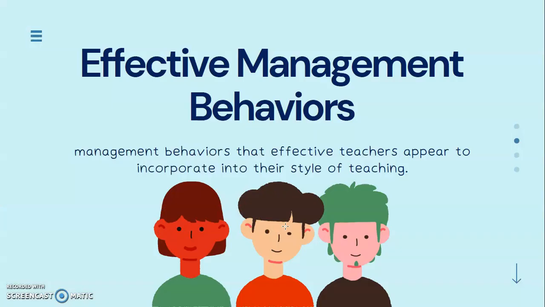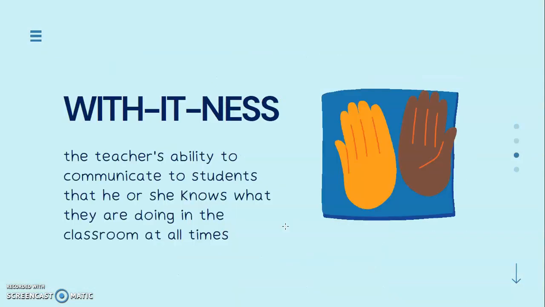Okay, so what are those effective management behaviors? Okay, so we have here first the thing we call with-itness. Okay, so with-itness is the teacher's ability to communicate to students that he or she knows what they are doing in the classroom at all times. Okay, from the word with it, we are with our students. With-itness, we are with our students. So we will make our students feel that we are with them at all times.